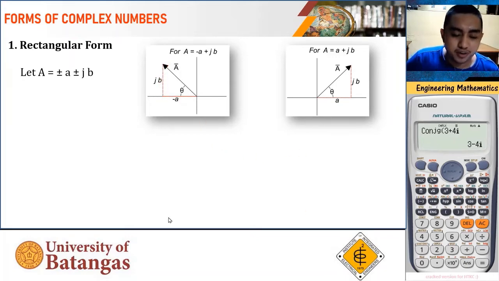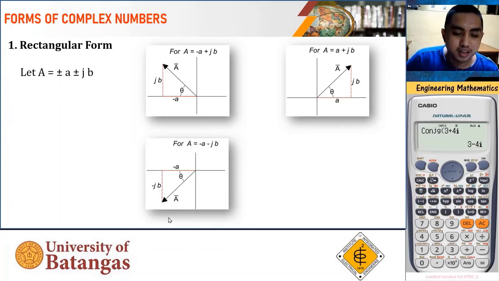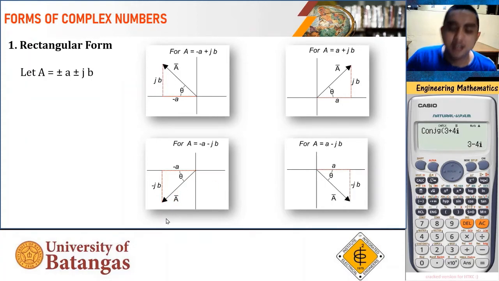Okay, for A equals negative A minus JB, so kung negative ang ating real part, then negative yung ating imaginary part. So, yung ating A bar ay mapapapunta sa third quadrant. So, ganyan yung itsura. Then, lastly, for A equals A minus JB, so mapapapunta siya sa fourth quadrant. Positive ang ating real part, then negative ang ating imaginary part.